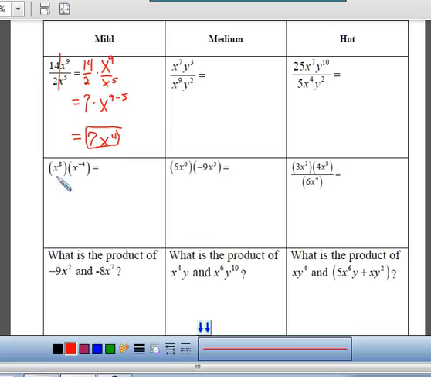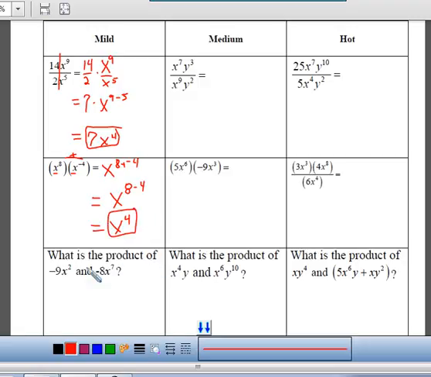Okay, the next problem in the mild category: x to the 8th times x to the negative 4. When we multiply and they have the same base, we add the exponents. So I've got x to the 8 plus negative 4. Now be careful. Adding a negative means you are subtracting. So that's the same as 8 minus 4. So really it's x to the 8 minus 4, which is x to the 4th power.